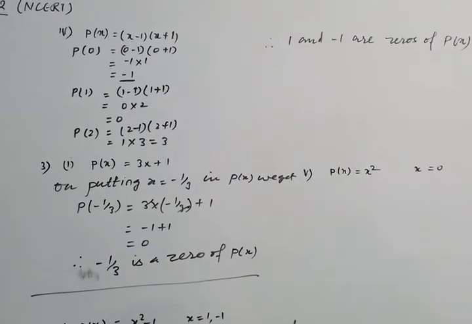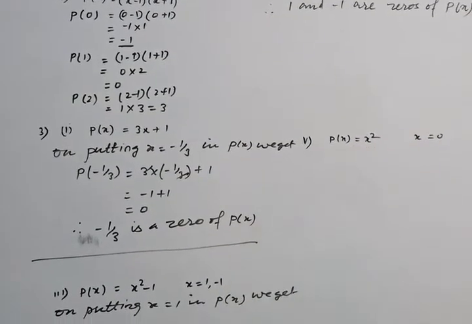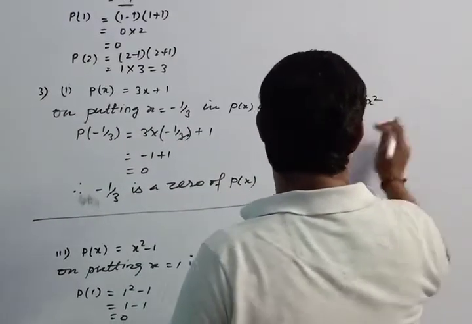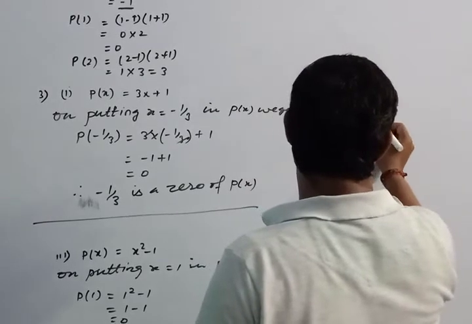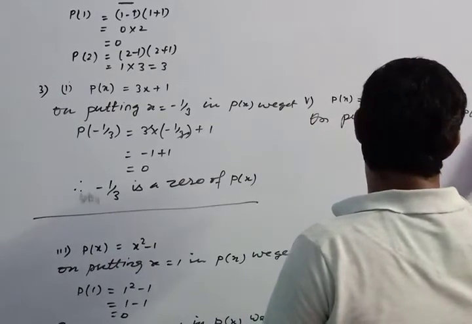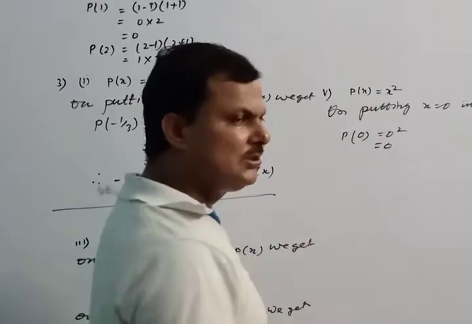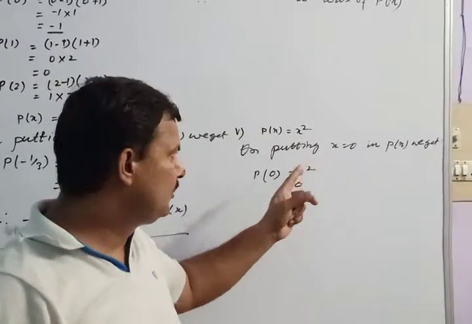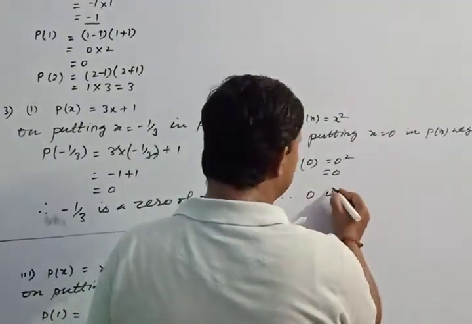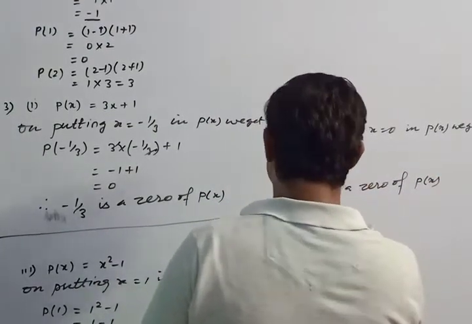In question number 5, same question, we have to check whether x is equal to 0 is the zero of the polynomial or not. In the same manner, we will write, on putting x is equal to 0 in p(x), we get p(0) is equal to 0 square. 0 square is equal to 0. It means we are going to put 0 and the polynomial becomes 0. It means 0 is the zero of the given polynomial. Therefore, 0 is the zero of p(x).